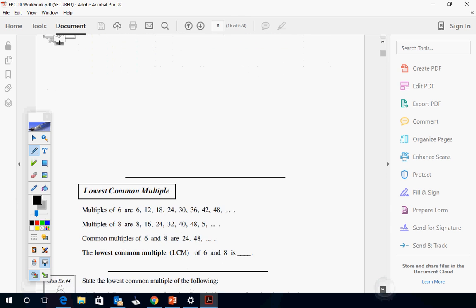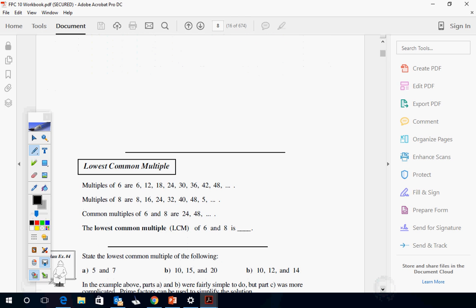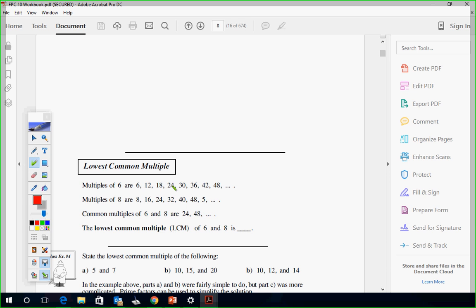Okay, so look here. Multiples of 6 are 6, 12, 18, 24, 30, 36, 42, 48. Multiples of 8 are 8, 16, 24, 32, 40, 48. Their least common multiple is 24, correct. Here, and there. That's their least common multiple. Okay. Any questions with that?